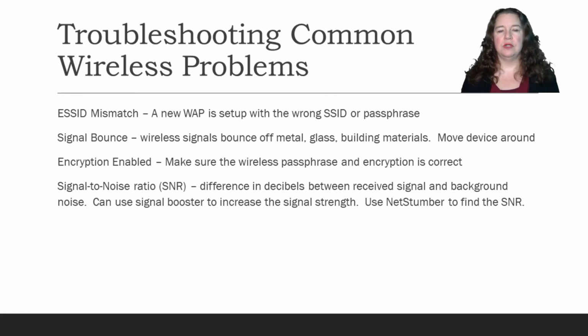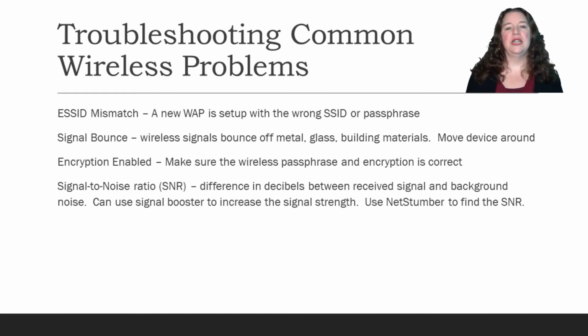Wireless signals bounce. They bounce off of metal or glass or building materials. So if you have a signal bounce issue, it can actually make it where you can't get a good signal. The solution is to move the device and/or move the WAP around. If the WAP is solid, like it's already attached to the ceiling, move the device to a different location and see if it can get a better signal. So it may be related to a bounce issue.